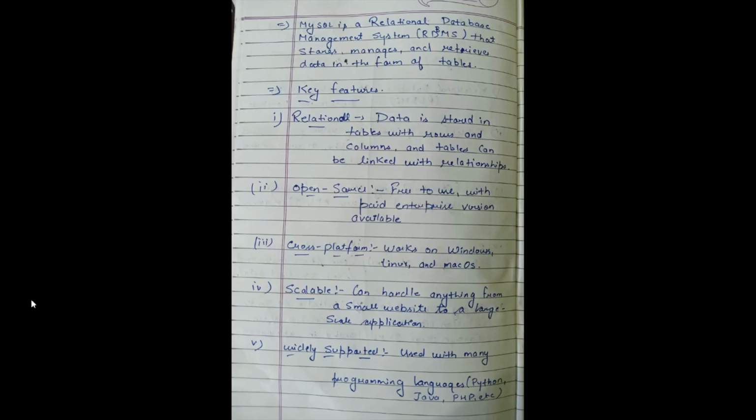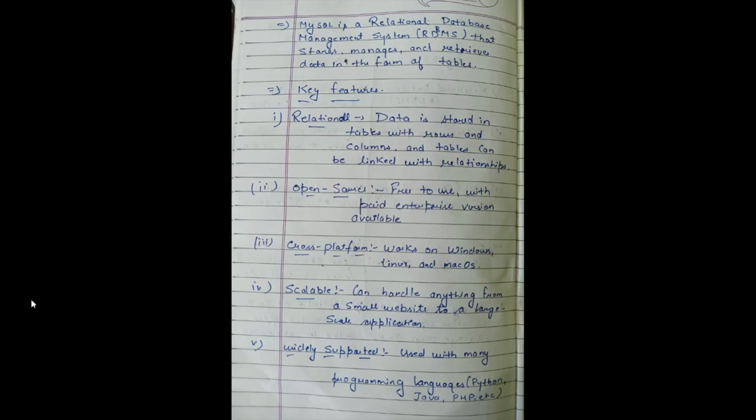Basically, a relational database means the data is stored in a structured way. It has all the columns, like customers and every detail, in a structured way that stores, manages and retrieves the data in the form of tables.